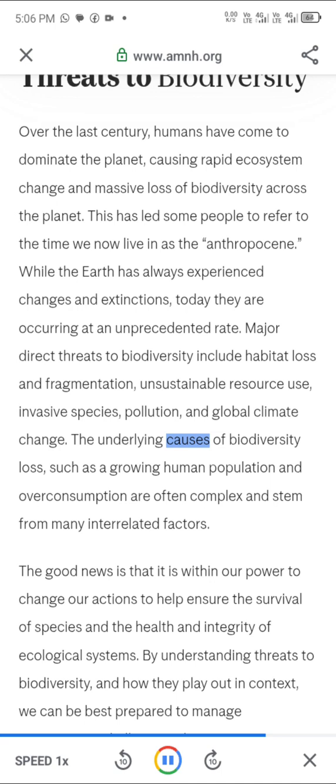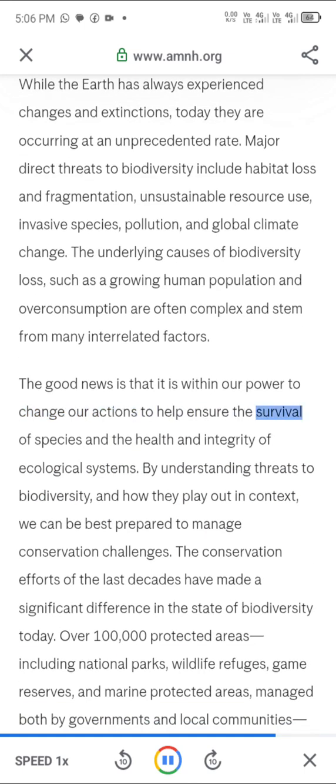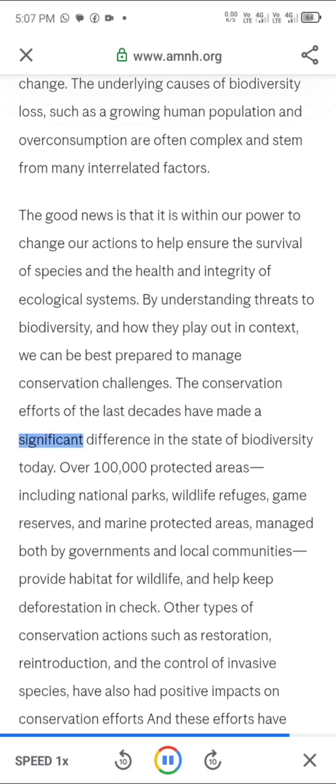The underlying causes of biodiversity loss, such as the growing human population and overconsumption, are often complex and stem from many interrelated factors. The good news is that it is within our power to change our actions to help ensure the survival of species and the health and integrity of ecological systems. By understanding threats to biodiversity and how they play out in context, we can be best prepared to manage conservation challenges. The conservation efforts of the last decades have made a significant difference in the state of biodiversity today.